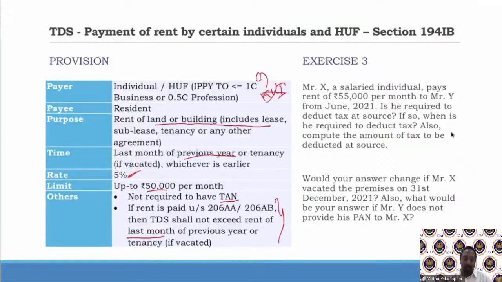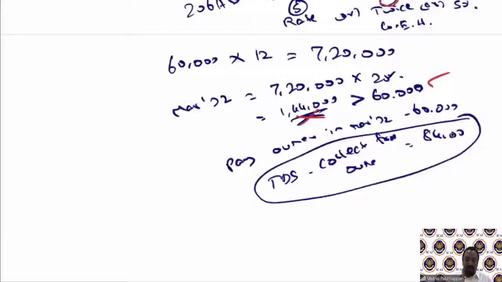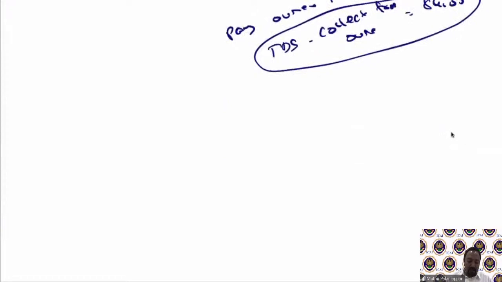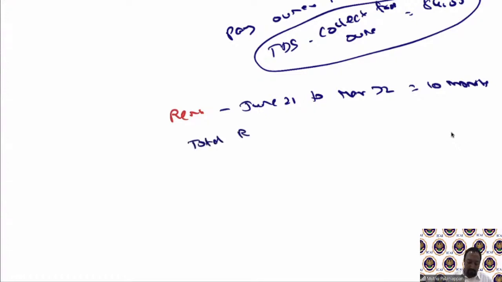We'll see into the problem to get a better understanding. So rent is actually 55,000 per month, occupying from June 2021. Is he required to deduct tax at source? So the rental payment is basically rent. How much is the rent from June 21 to March 22? How many months? It will be 10 months, right? 10 months. So total rent will be 55,000 into 10, which is 5,50,000. So this will be the total rent.